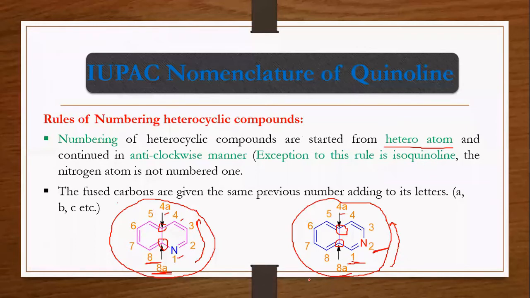I hope all of you understood the numbering in heterocyclic compounds like quinoline and isoquinoline. In case of quinoline, the numbering is started from the nitrogen atom, no problem. But in case of isoquinoline, the nitrogen atom is not numbered 1.